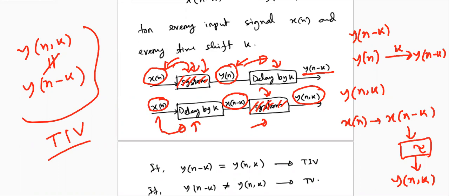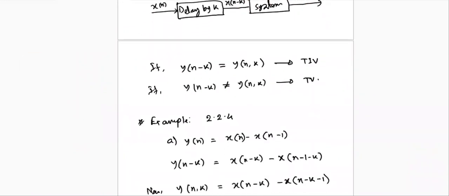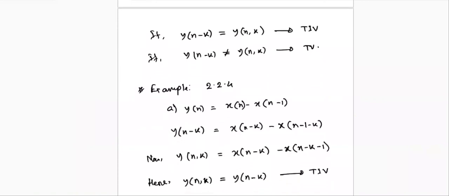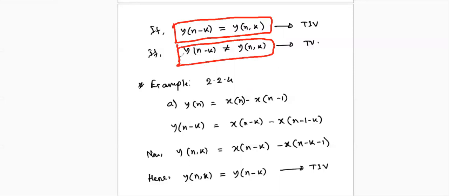Okay, so the examples can be given. We can just start it today. Maybe it takes some time to discuss it with the graphical representation. Okay, so if they are equal, then this is time invariant. If they are not equal, then this is a time variant system. These are the examples.